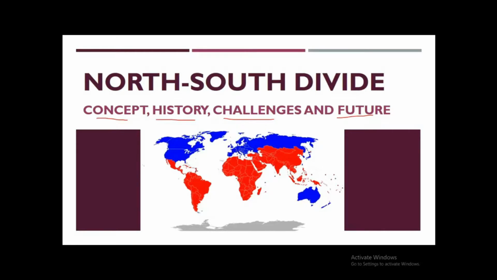Regarding the introduction picture that is on the screen right now, the countries in the blue color are representing the global north, and the countries represented in red color are of the global south. We will further discuss the North-South divide in the upcoming slides. Let's move on.